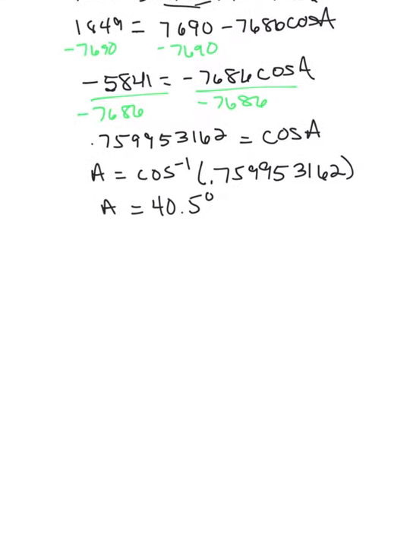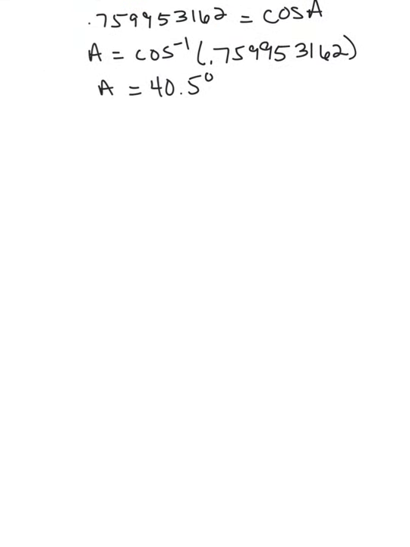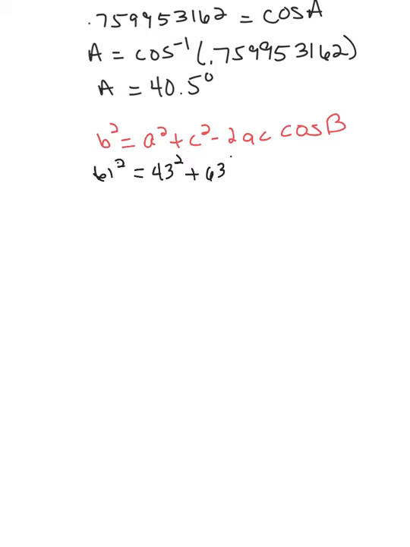I'm going to choose to find angle B next, which means I need the version that says B squared equals A squared plus C squared minus 2AC cosine of angle B. Putting our numbers into position, we will have 61 squared equals 43 squared plus 63 squared minus 2 times 43 times 63 times the cosine of B.